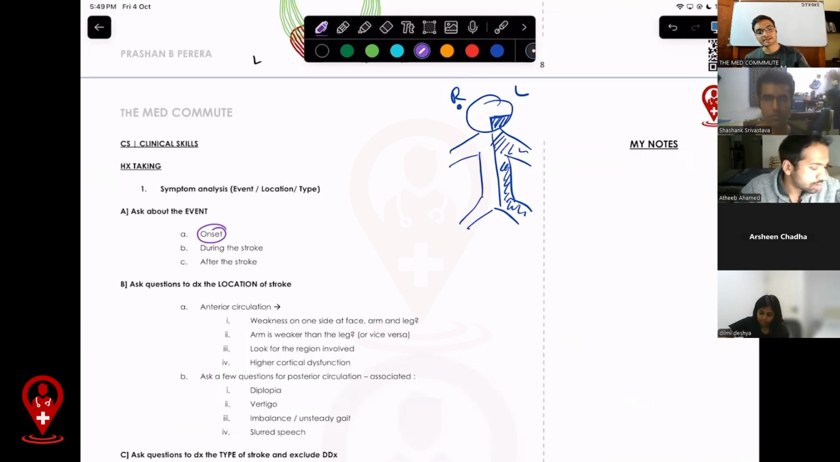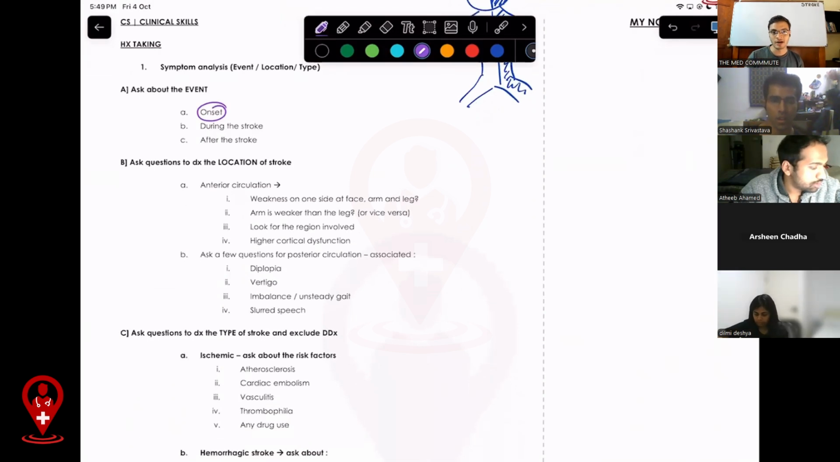The next thing, guys. Next, you have to ask a few questions to find the location of the stroke. Now, what do we want to know? Is this an anterior circulation stroke or a posterior circulation stroke?